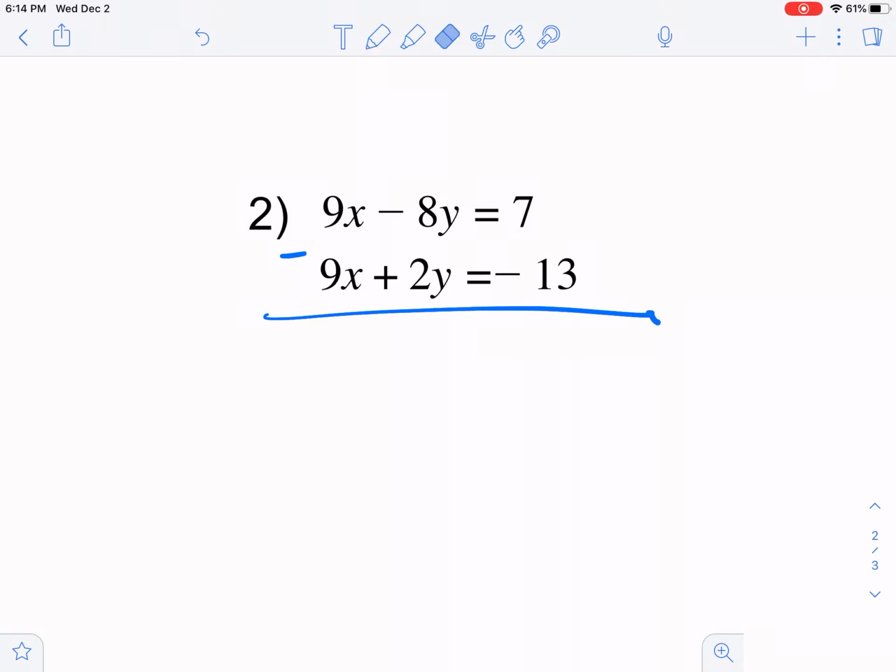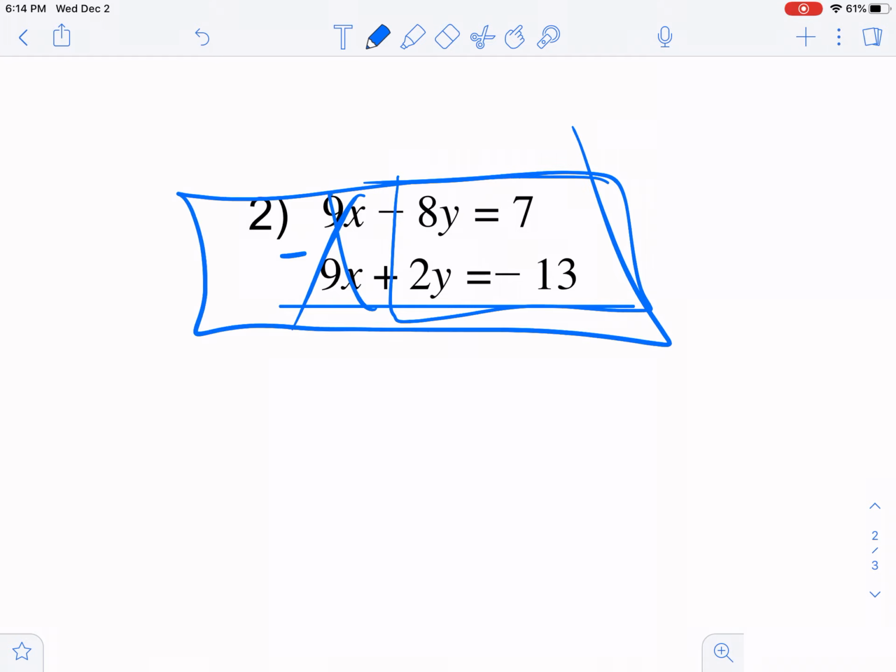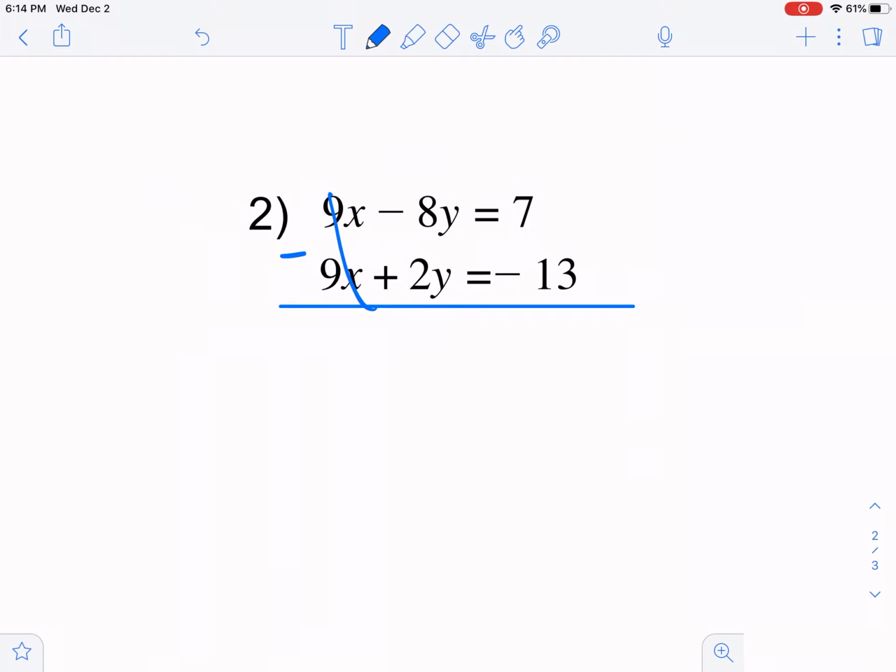So what is 9x? And again, what are we doing here? We're eliminating one of these variables. We'll be stuck with one variable. In this case, it'll be the y. We'll solve for y. That will tell us what y these two linear equations have in common. And then we'll find the x.